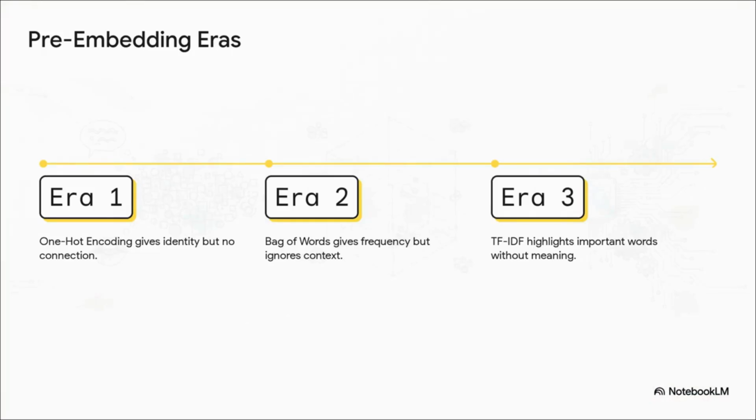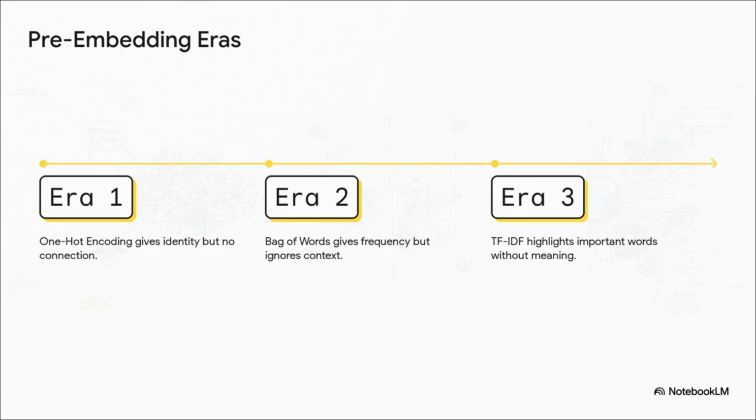To really appreciate the solution, we first need to look at history. Before we could map meaning, we went through 3 main eras of trying to represent words. Era 1 was one-hot encoding. This method gave every single word a unique position, kind of like a student's roll number. It gave the word identity, sure, but to the machine, king and queen were just as different as king and apple.